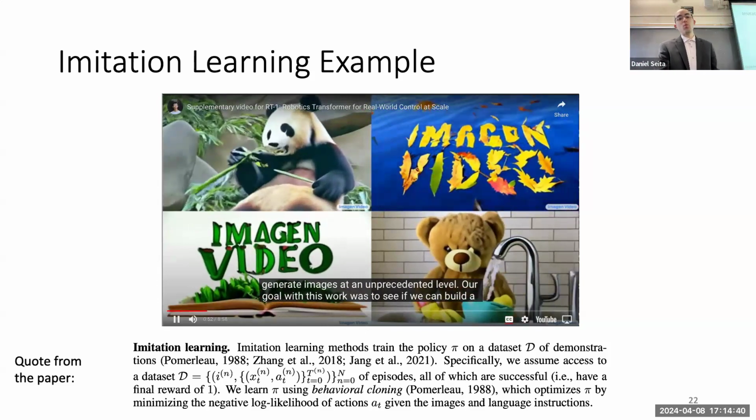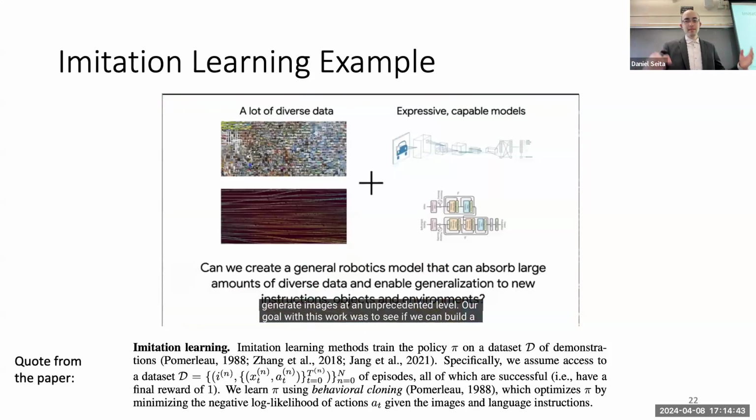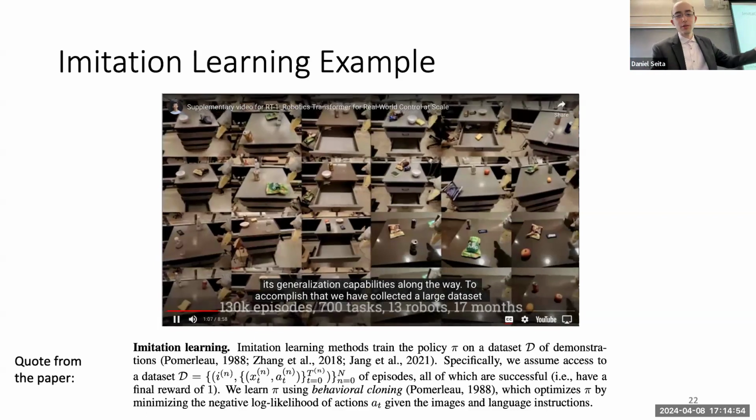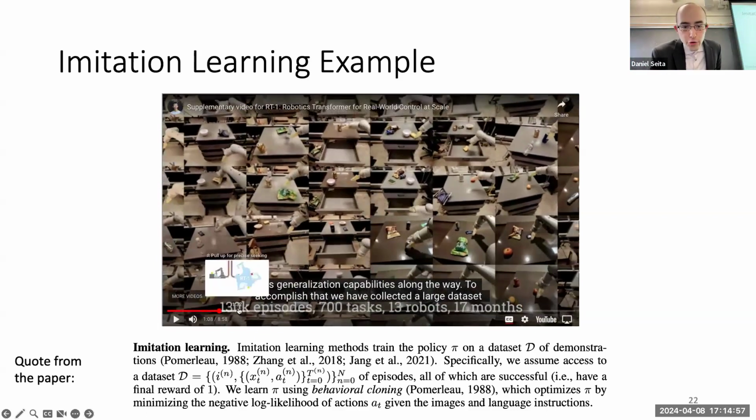And then in this work, they wanted to create a general robot model that absorbs large amounts of diverse robotics data. To accomplish that, they had 130,000 episodes, 700 tasks, 13 robots over 17 months of data collection. So this is why robotics research has got to be done by companies with a lot of money, not startups, with some exceptions, I should add. But that's why a lot of research is subsidized by the rich companies.